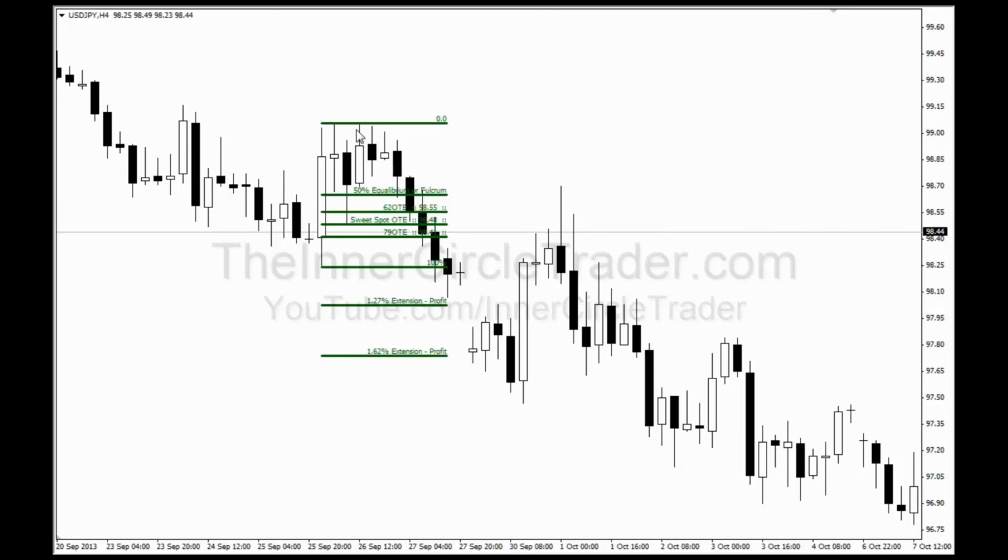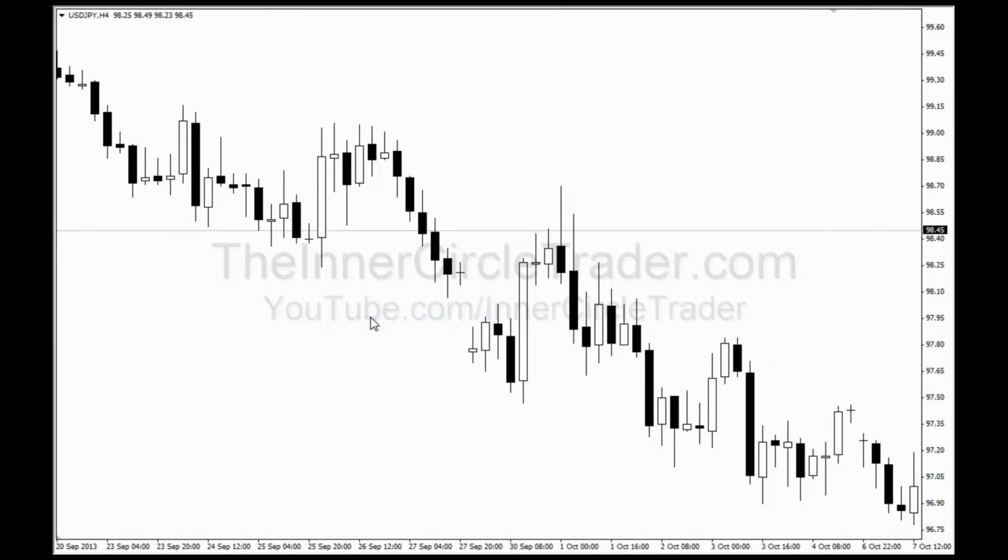We retrace, and then here's your 127, which it gaps through. Then here's your 162 extension. It trades just a little bit beyond that before it bounces again. Again, we are not advocating trying to trade outside of the 162 and 127. Use those as your guidelines.